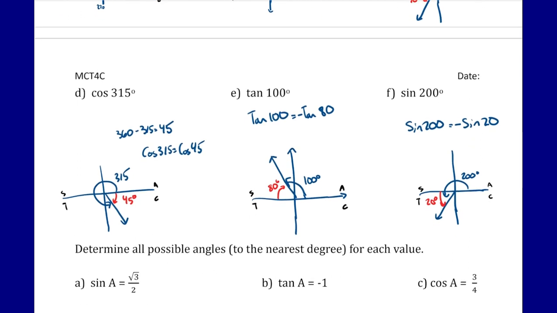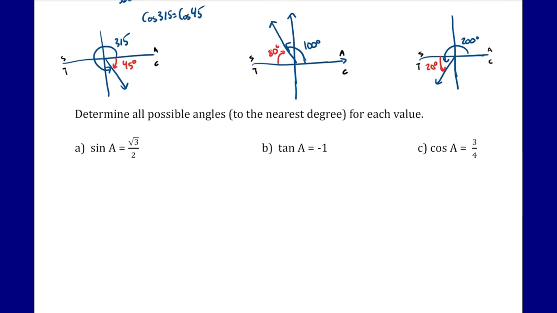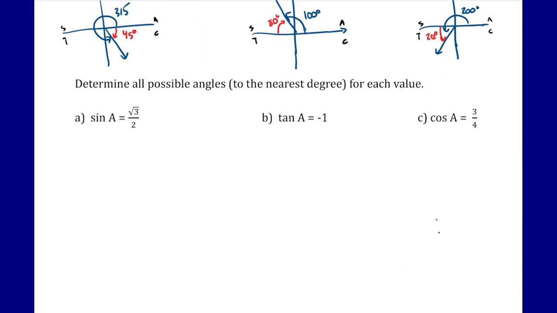So using those angles we found as our reference, or related acute angle, we're going to do the same thing, but now we're going to be given the actual ratio. We're not going to be given the angle to work with. So it's a little bit different, but we use the same concept. If I have sine A equals root 3 over 2, I can find what angle I'm dealing with by taking the inverse sine of root 3 over 2. In this case, we should get that A is equal to 60.